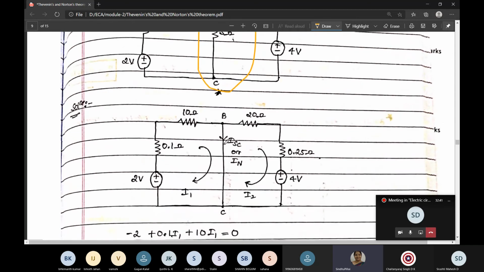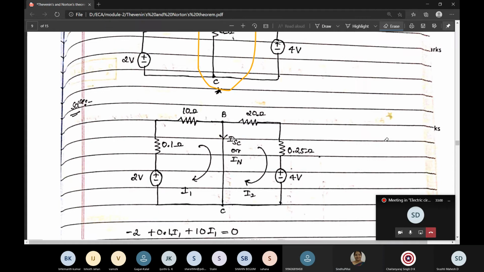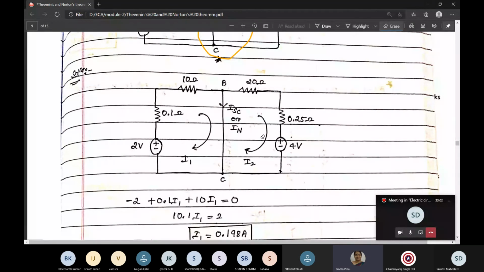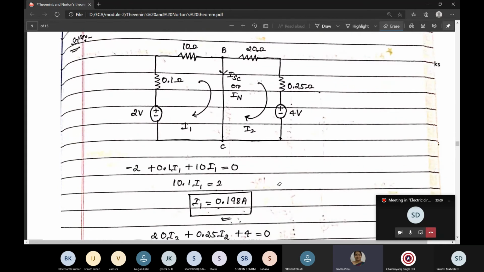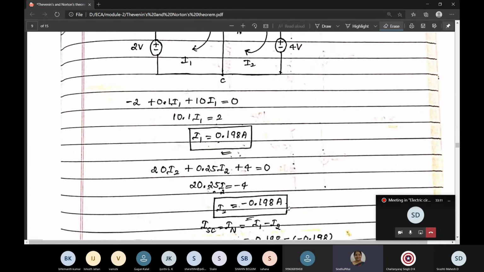After shorting, what you have to do? You have to find current in this branch. In BC branch, you have to find the current. We don't know what is the direction of the current. Just assume this direction. This direction is assumed here. After assuming it, next move on. How many loops are there? 2 loops, I1 and I2. Just write the mesh analysis, that is minus 2 plus 0.1 into I1. Mesh analysis you write, find out I1 and I2.